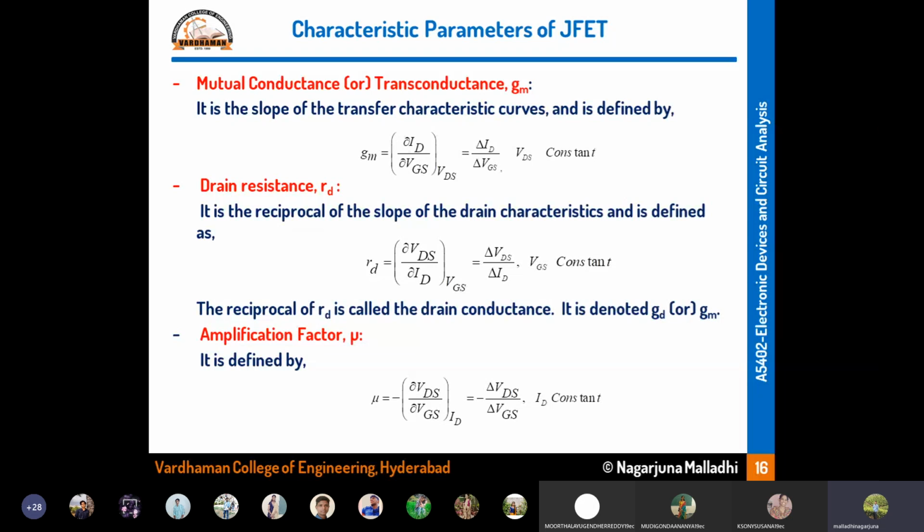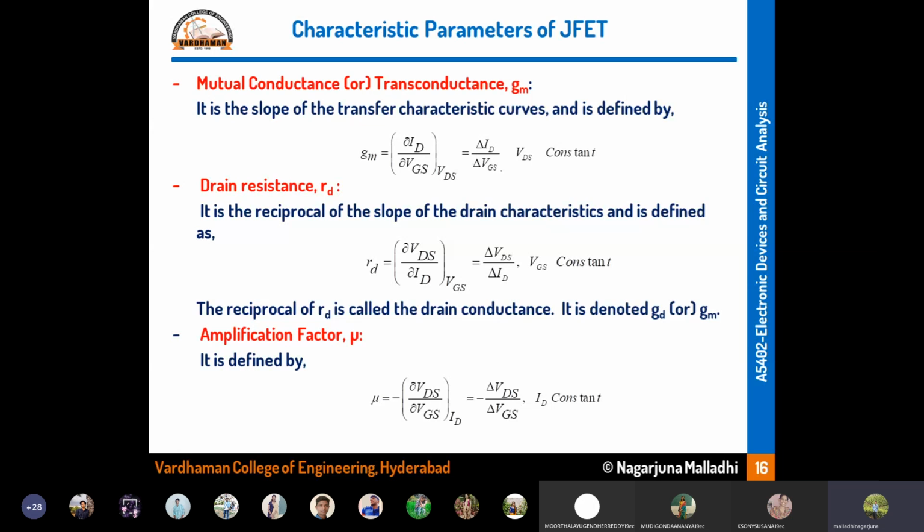Okay, so mutual conductance or transconductance. You know that transconductance is nothing but the output current by input voltage. So the output current is ID here, and the input voltage is VGS. So it is the slope of the transfer characteristic curve and is defined by GM equal to dou ID by dou VGS at VDS constant. Okay, that is indicated with GM.